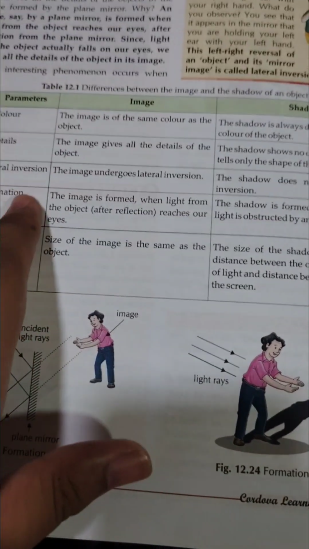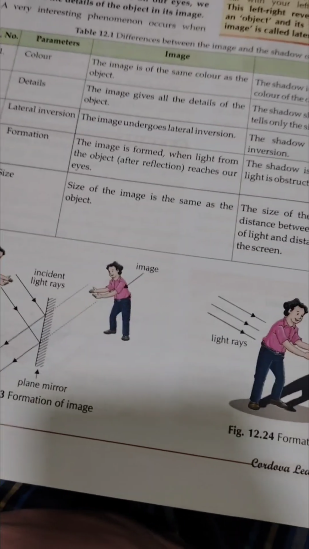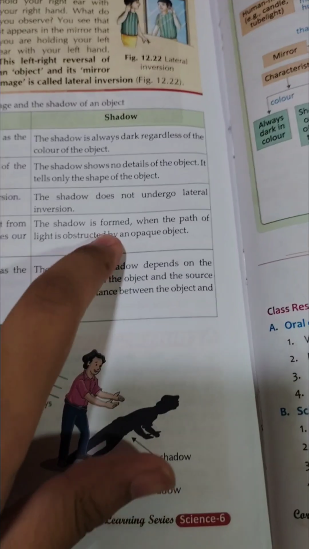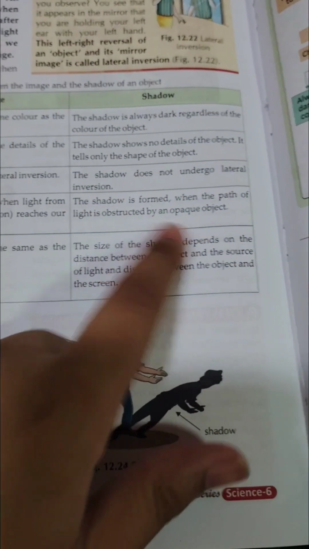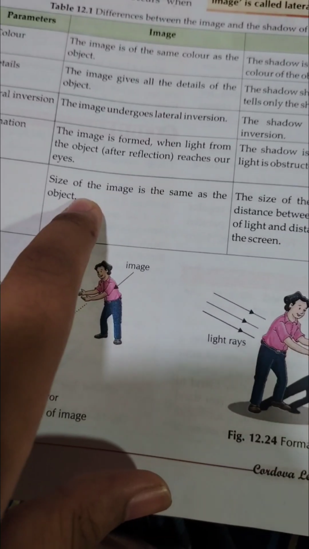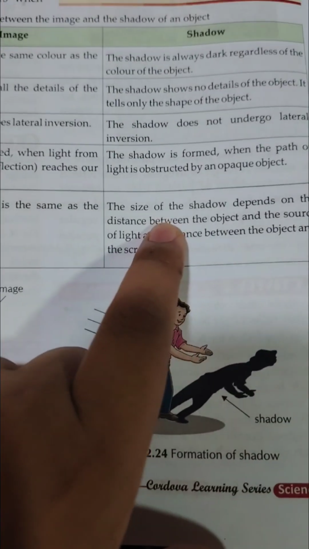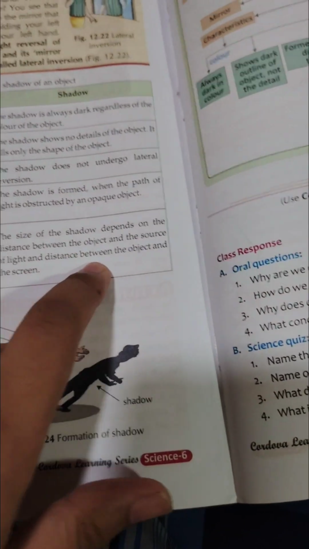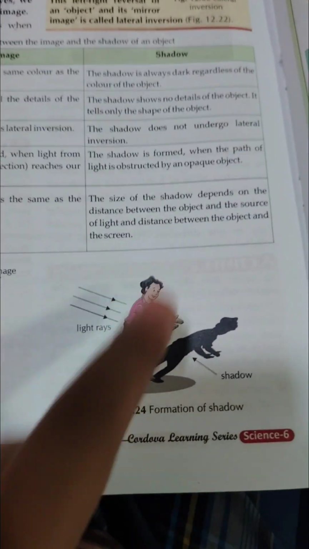Image is formed how? When light from the object reaches our eyes. Shadow is formed when the path of light is blocked by an opaque object. Size of the image is always the same. And size of the shadow depends. What does it depend on? The source of light and the distance.